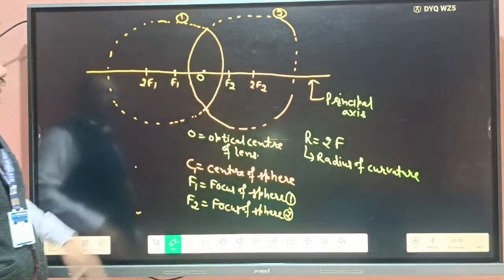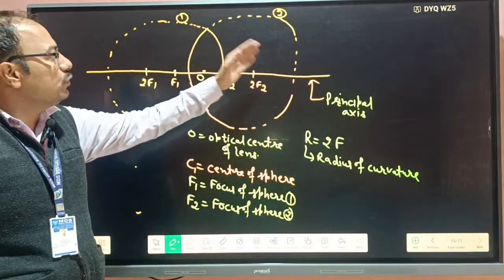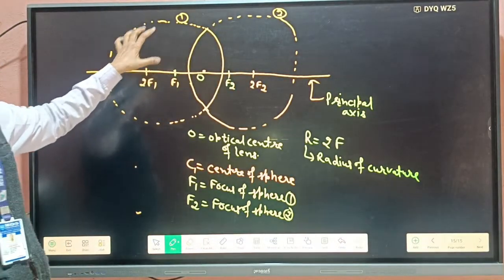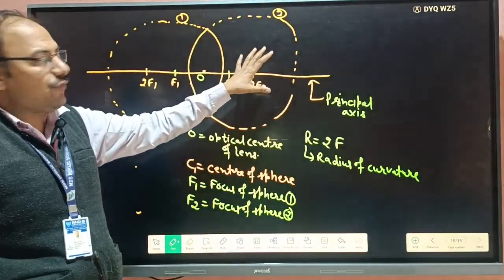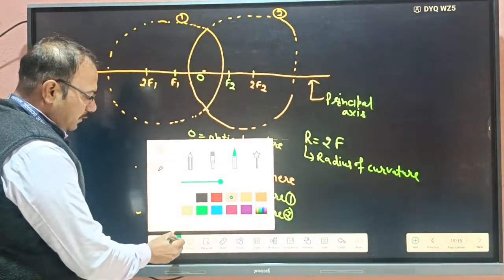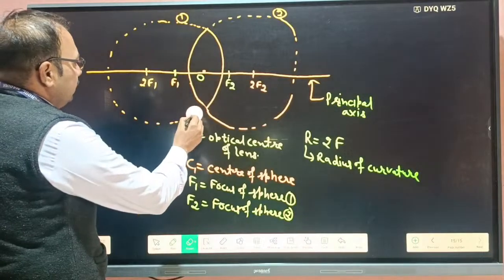Okay, so this is the structure of a double convex lens. It contains two spherical surfaces: one is sphere 1, and the other is the second spherical surface. So if we draw simply in terms of a lens here, we erase them.